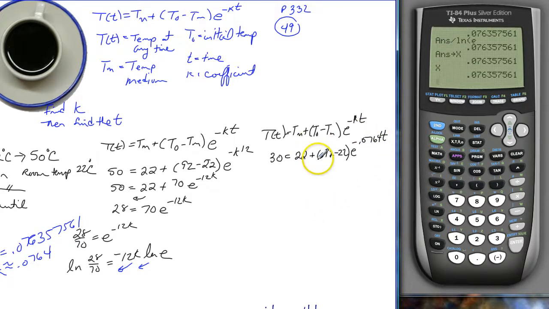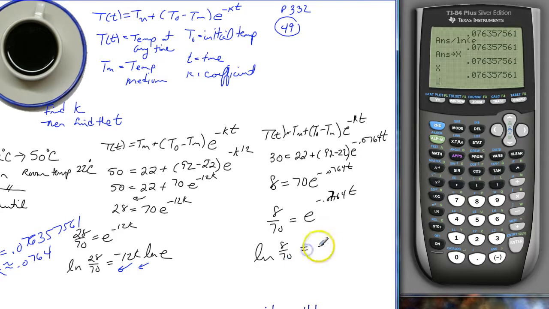Now, we're going to solve this. Subtract 22 from both sides. So I got 8 equals 70 e to the negative 0.0764 t. Divide: 8 over 70 equals e to the negative 0.0764 t. Natural log: ln of 8 over 70 equals 0.0764 t ln e.